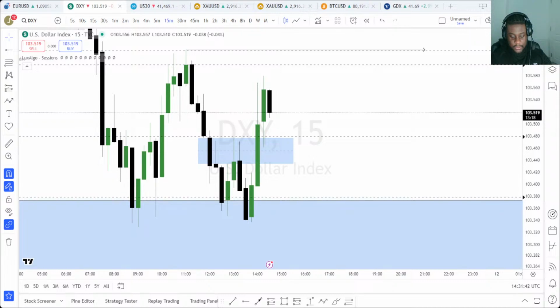Oh my goodness, Trump is doing a madness. So Trump says he's increasing Canada's steel and aluminum tariff up to 50%. Wow.